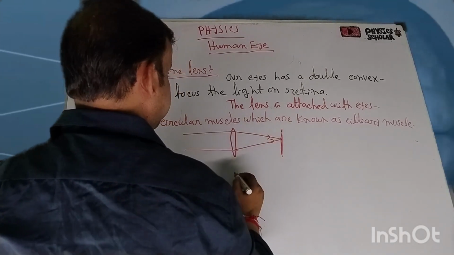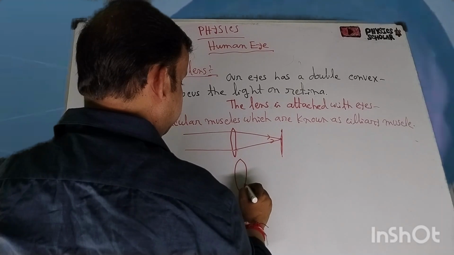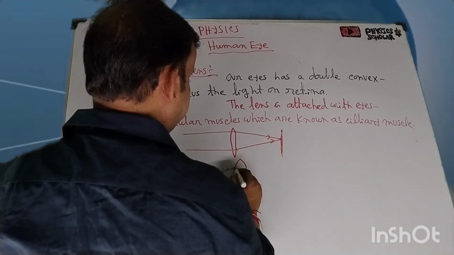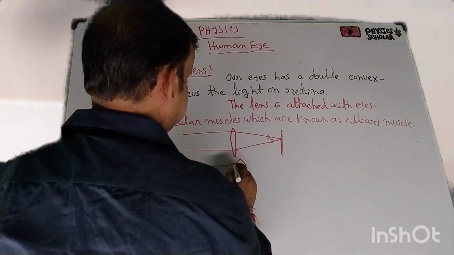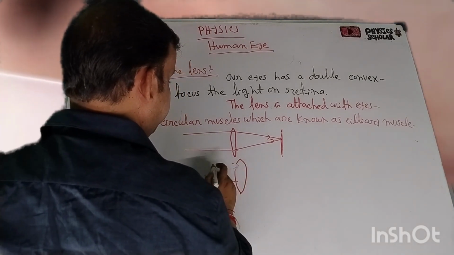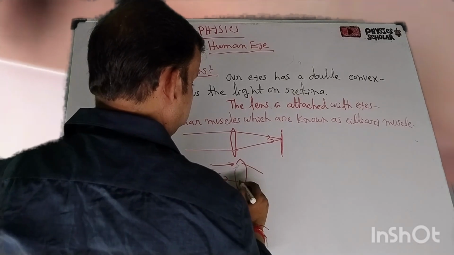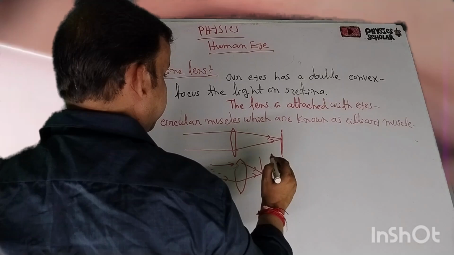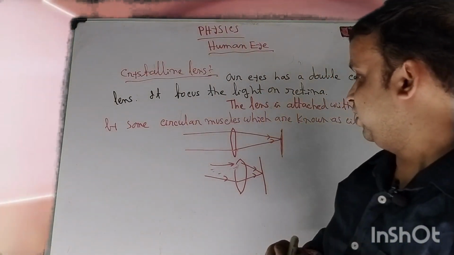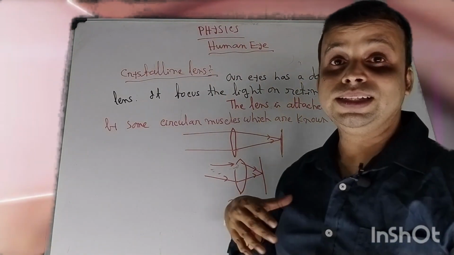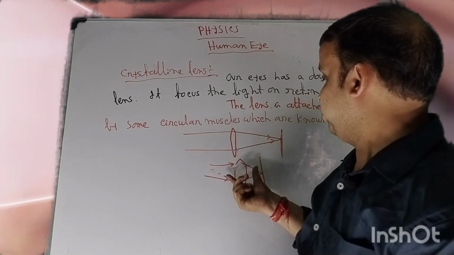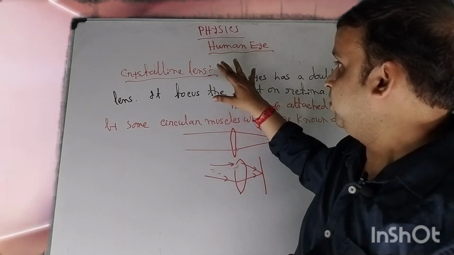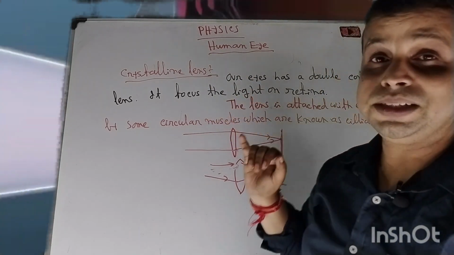And when we are watching a nearby object, what will happen? A divergent beam of light comes from the nearby object. The focal length will decrease, the converging power will increase, and it will be focused on the retina. And the lens will be thicker than before. So that is the function of the eye lens and the ciliary muscle.